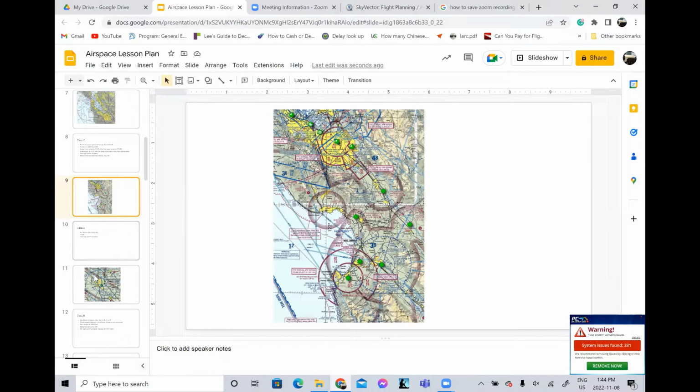So at this point, I actually want to talk about the difference between a class Delta and a class Charlie. And the big one is the class Charlie, they have radar services. So when you call up ATC in a class Charlie, they'll say radar contact, meaning they have you on radar. Meanwhile, if you go to a class Delta and you call them up, they're going to be looking for you with their binoculars because they don't have a radar.